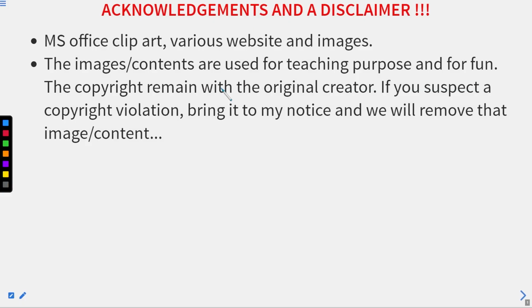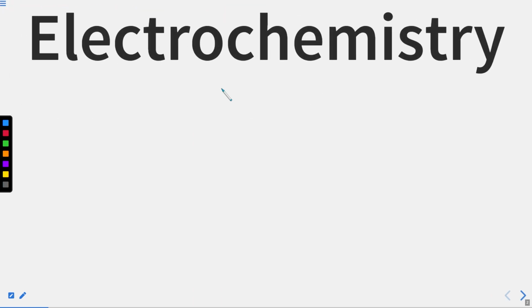So we have started the chapter Electrochemistry. Today is our fourth class of Electrochemistry. In the previous class, we mainly discussed what the EMF of the cell is and how we can use the Nernst equation to calculate the EMF of the cell.